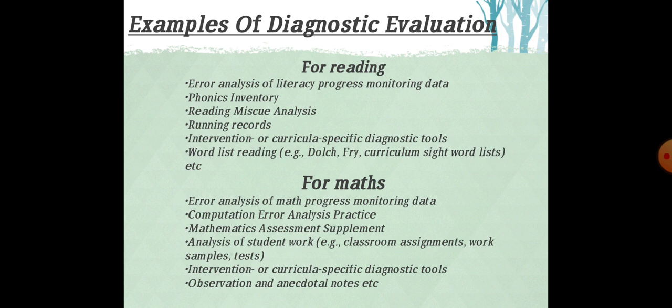Here are some types for reading, for math, and for behavior. For reading: error analysis of literacy progress monitoring data, phonics inventory, reading miscue analysis, running record, intervention curricular specific diagnostic, word list reading, curriculum sight words list. In reading, we can diagnose how well students know phonics, fluency, comprehension, vocabulary. So we diagnose the students in this way: phonics inventory and sight words. We diagnose the student in reading.